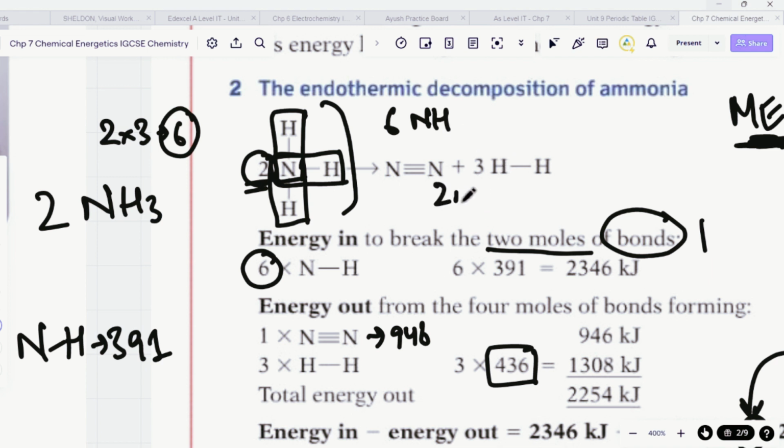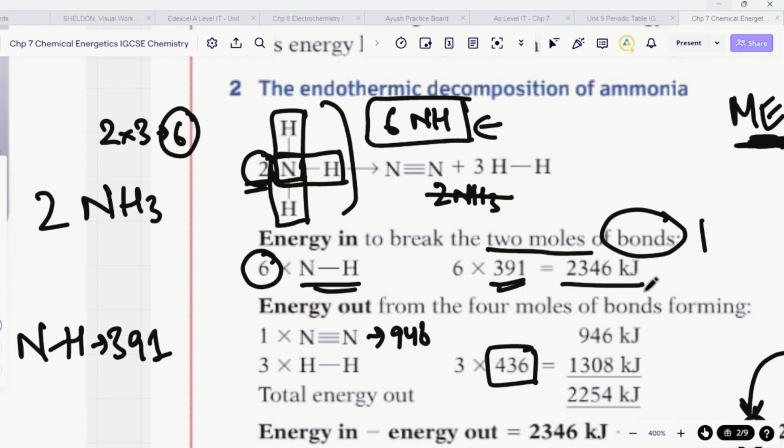Before it was written what? It was written like this, NH3. This is how I break it down first, so that my equation becomes easy. And then I simply write 391 in place of NH, and I get 2346 kilojoules. Any questions still here? Okay. Let's move on now.